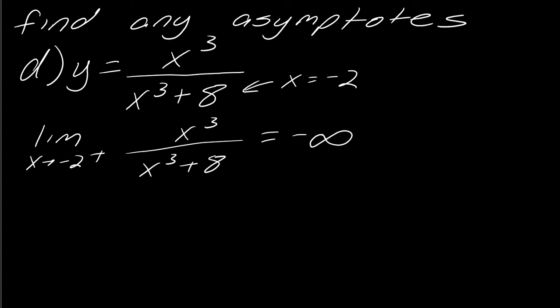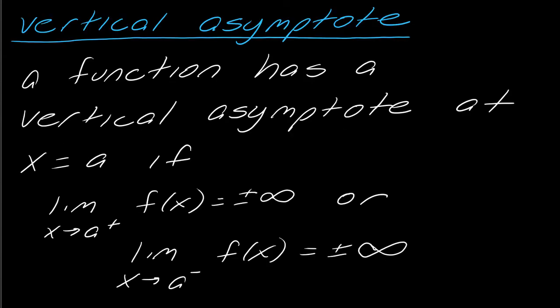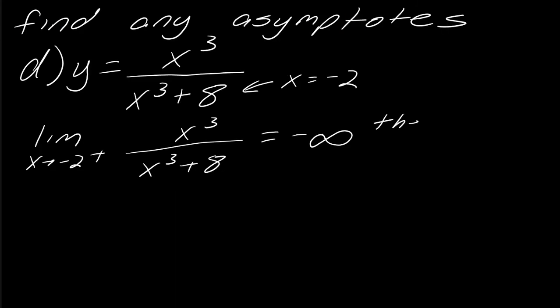Now, if you're not sure about where that came from, I highly recommend either looking at some of the previous examples that I just did or checking out infinite limits. And so what this means, according to the definition of a vertical asymptote, which I have listed here, is that there is a vertical asymptote at x equals negative 2.